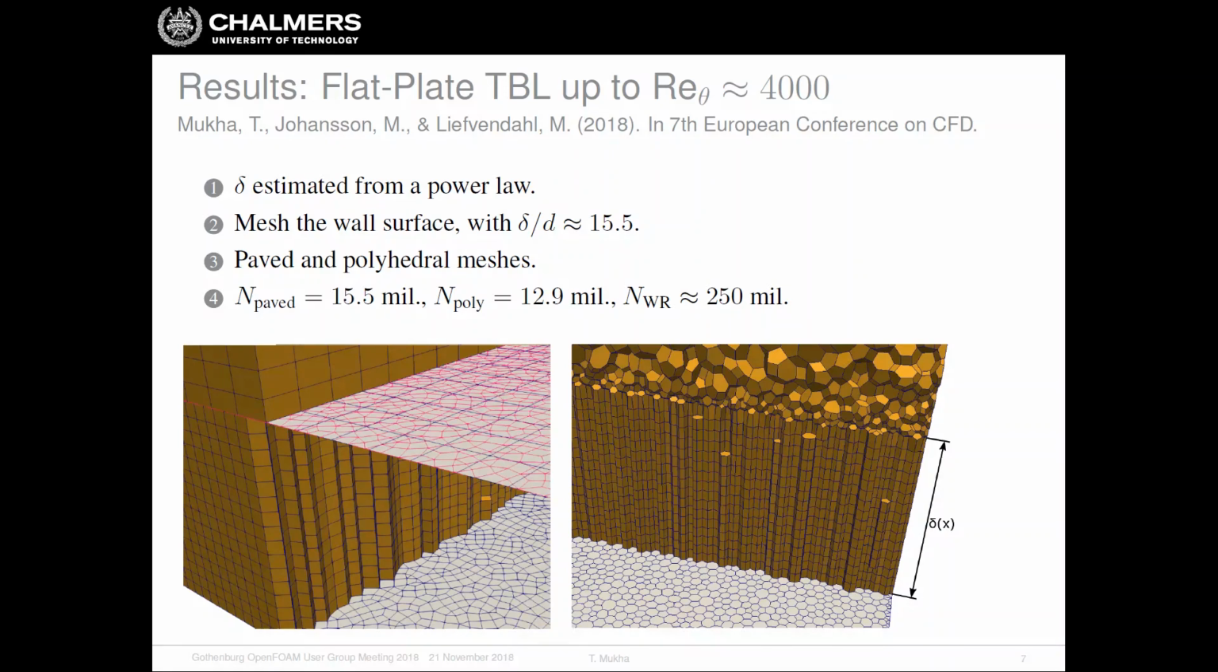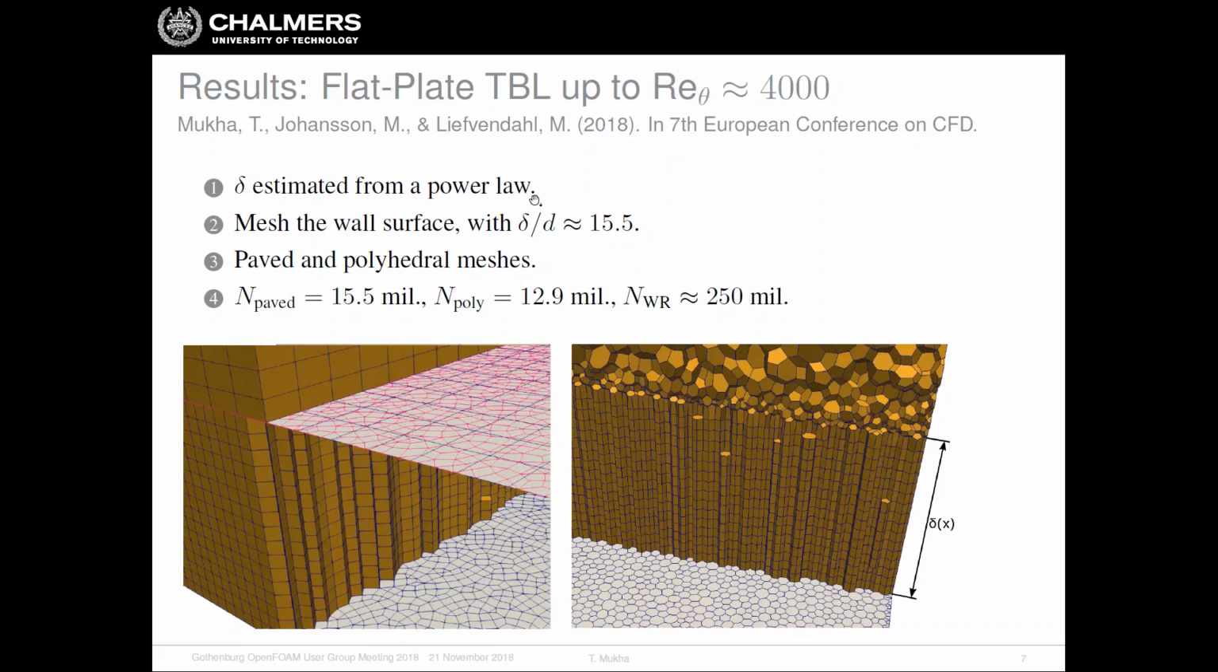These two meshes that I've just introduced were actually used by us to simulate a flat plate turbulent boundary layer up to a Reynolds number of Reynolds theta about 4,000. You can find much more detailed accounts of these simulations in this paper in the conference proceedings of the 7th European Conference on CFD. It was in Glasgow this year in June, and the full text is available on ResearchGate. I'm going to add a link to the PDF also in the description of this video.